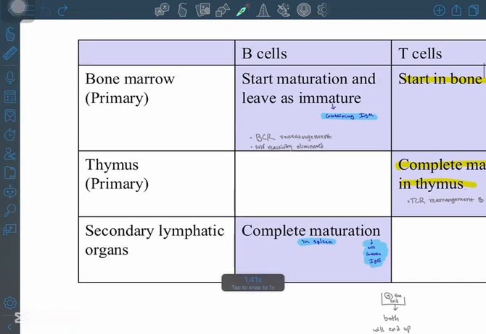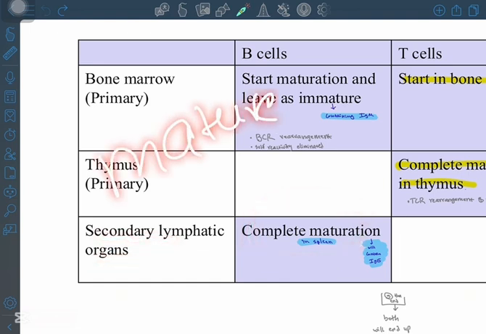For B cells, they arise from hematopoietic stem cells in the bone marrow, and they start their maturation and leave as immature. But where do they continue their maturation? They continue in the secondary lymphatic organs. So when they leave the secondary lymphatic organs, they're mature, but they're still naive. It's like comparing it to a baby that knows how to walk and how to eat, but is still naive. They still don't know anything about life.